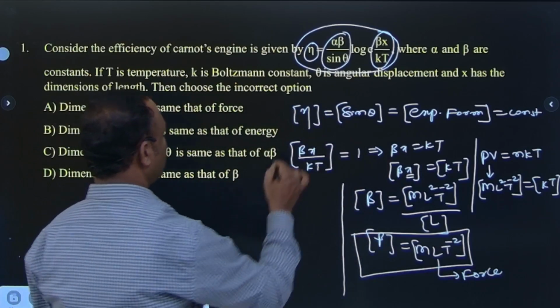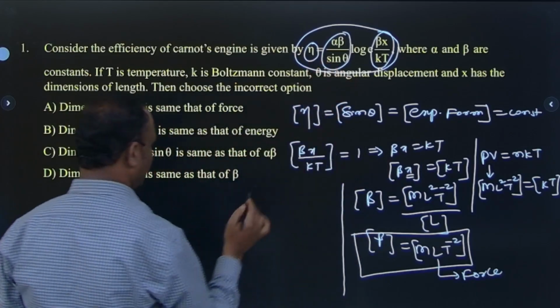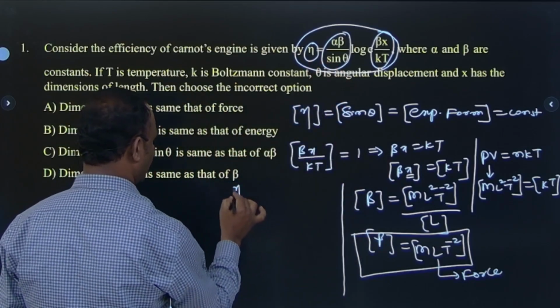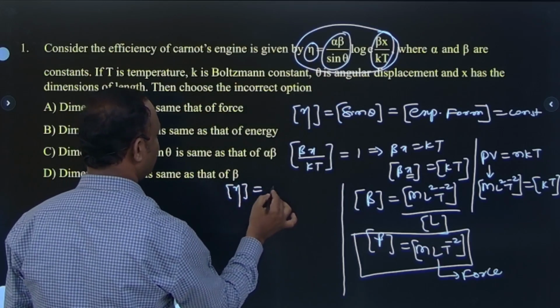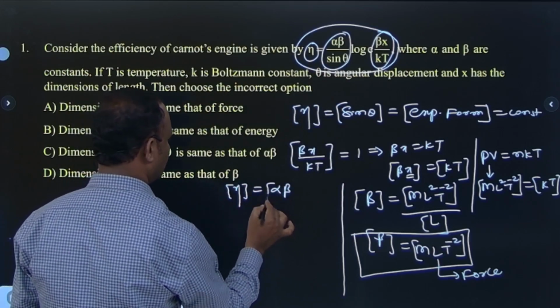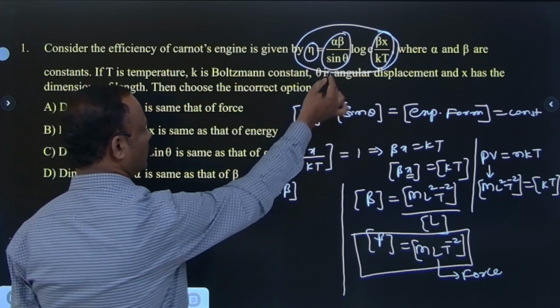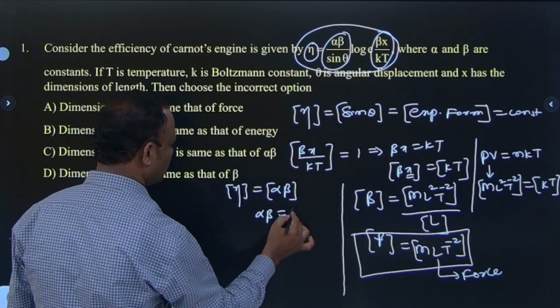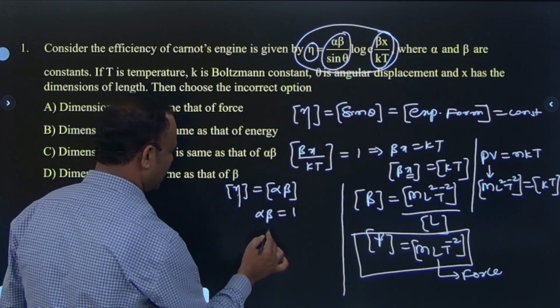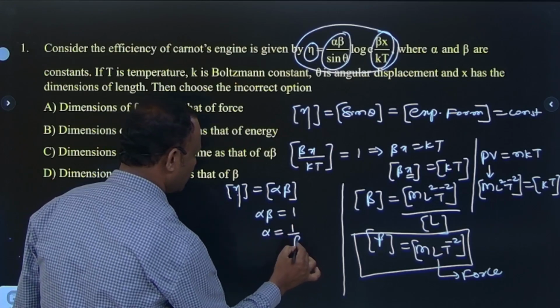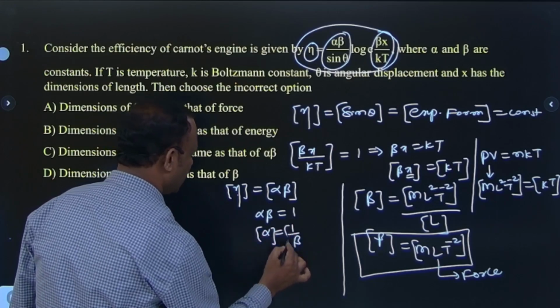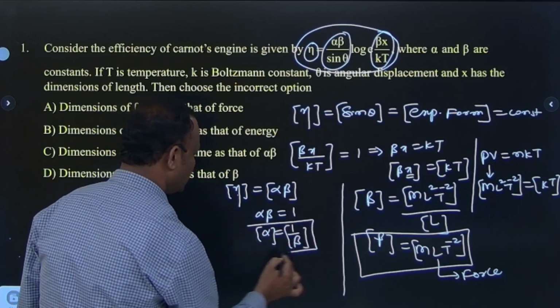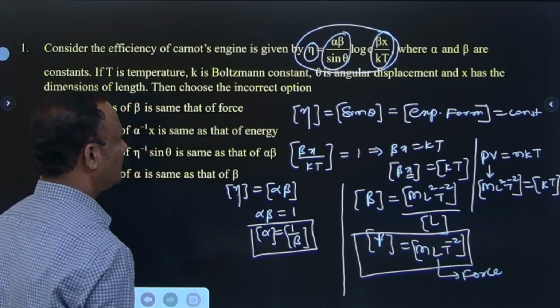Now the next one I'm talking about is beta. The dimension formula of eta is equal to the dimension formula of alpha beta. It's a constant, because this one is also a constant. Then alpha beta is dimensionless, right? Alpha is equal to 1 by beta. The dimension of alpha is equal to 1 by beta.